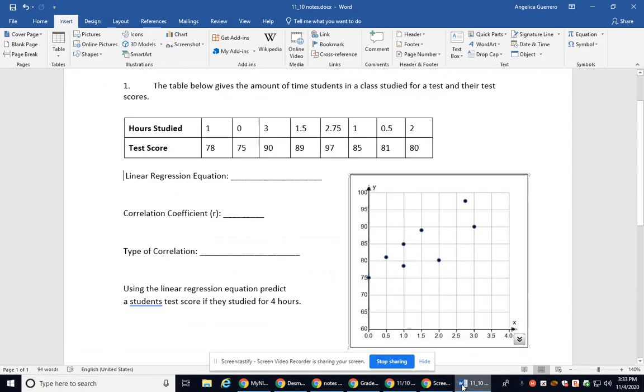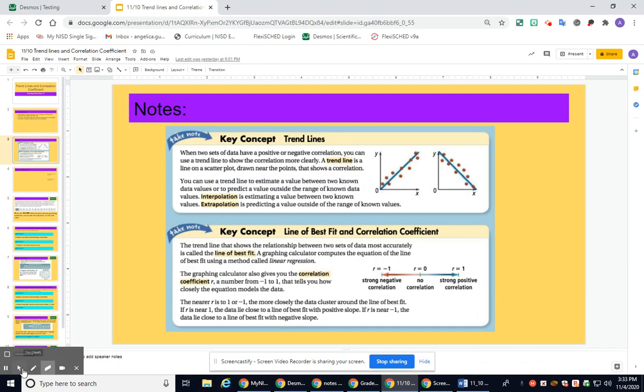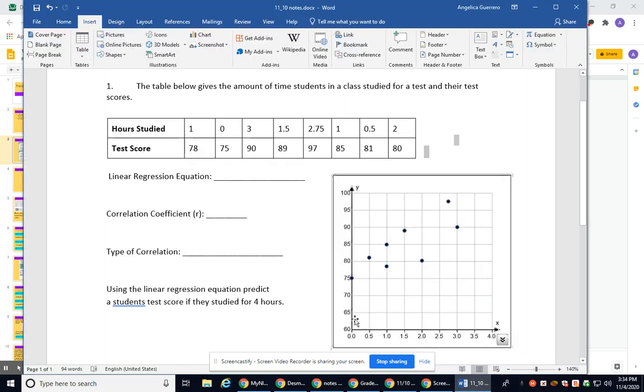Okay, so here are our notes for today. In our notes, give me 1 second. Let me go ahead and pull up that pencil again. We are going to practice using the calculator. Okay, here are our notes.